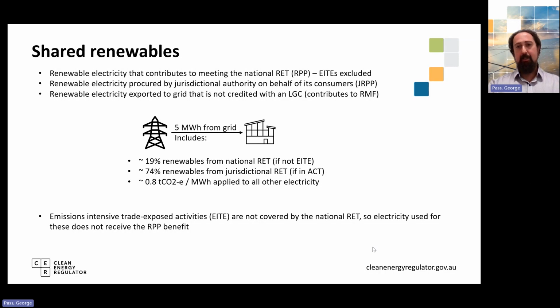Now, it's worth noting that emissions-intensive trade-exposed activities are exempt from the RET. What this means is that the retailers or other liable entities don't need to surrender the 18 to 19% worth of LGCs for this electricity. So for this reason, these activities don't automatically receive the RPP share of renewables in the electricity imported from the grid.